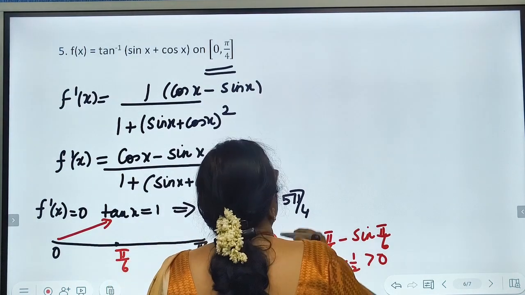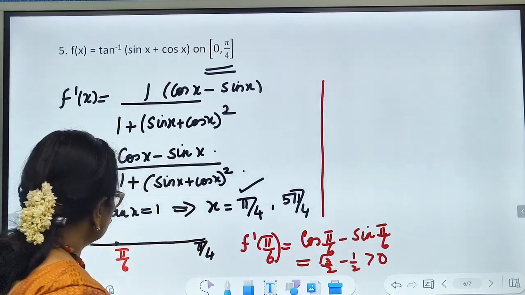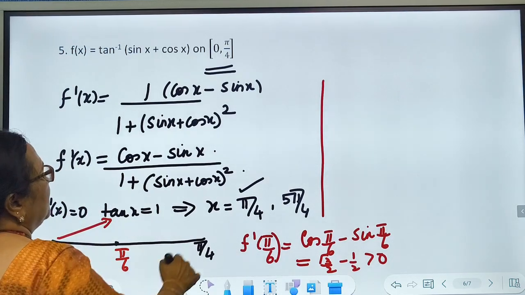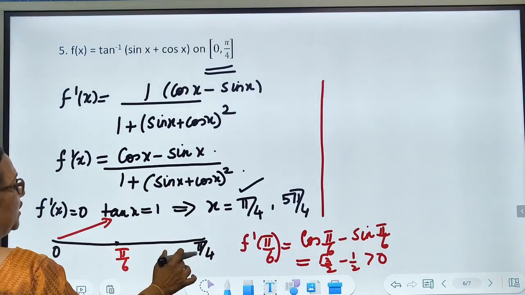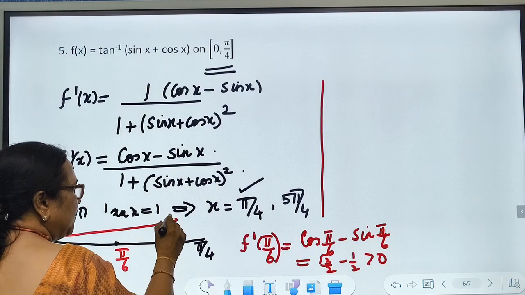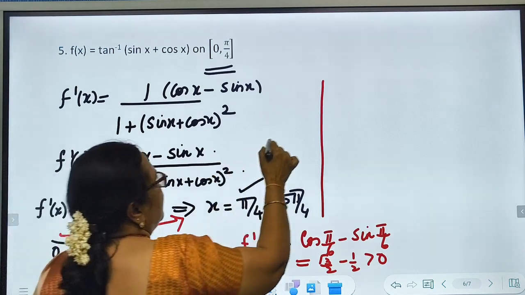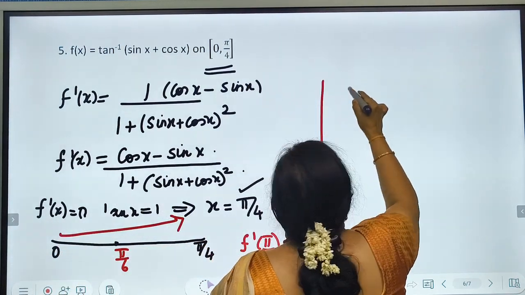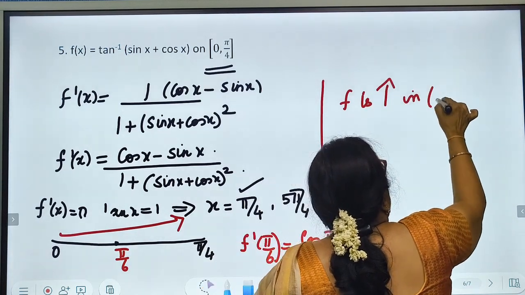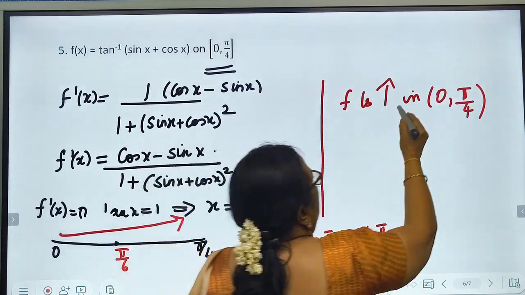Now between 0 and pi by 4 I have taken pi by 6. This is 45 degrees. So what can you say? We have values between 0 to pi by 4 only. So between 0 to pi by 4 the function is increasing. Since f dash of x is positive in 0 to pi by 4, f is increasing in 0 to pi by 4.